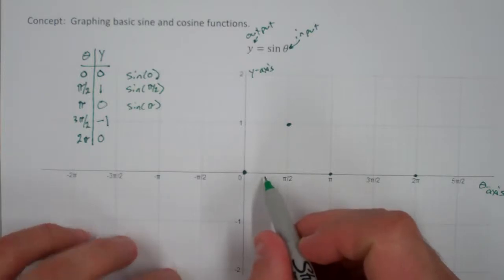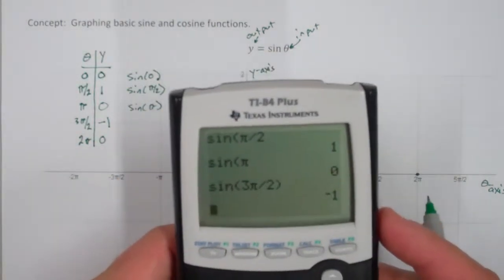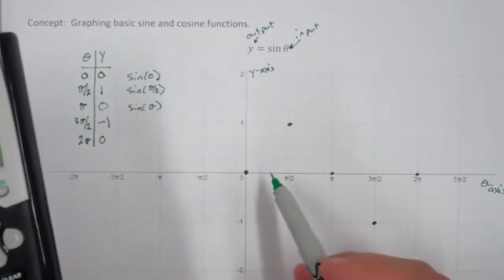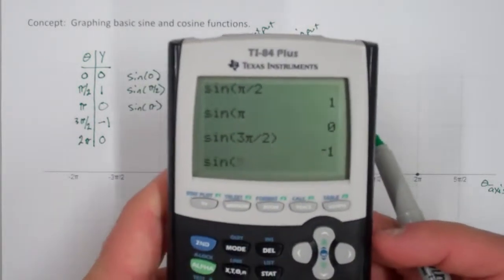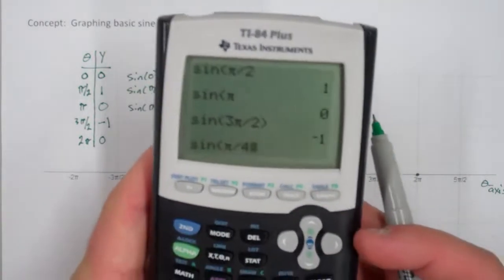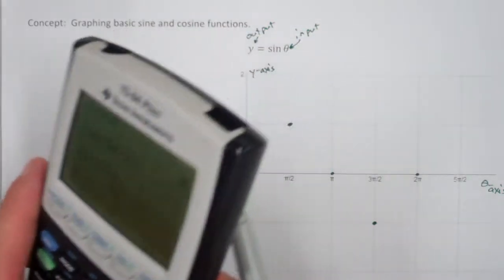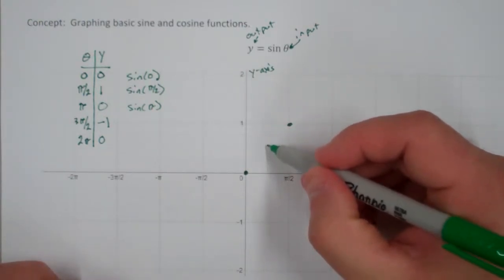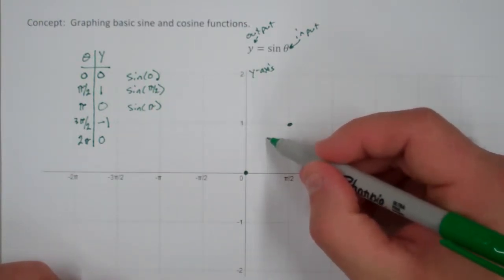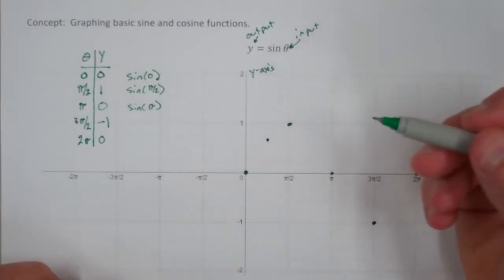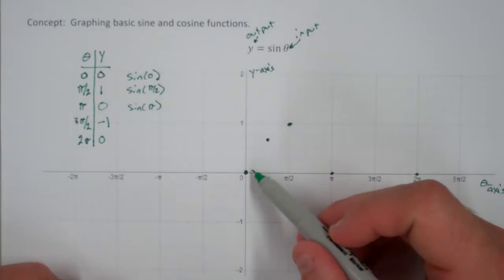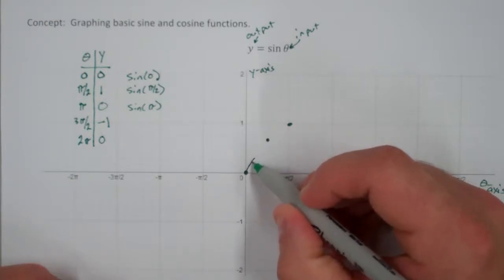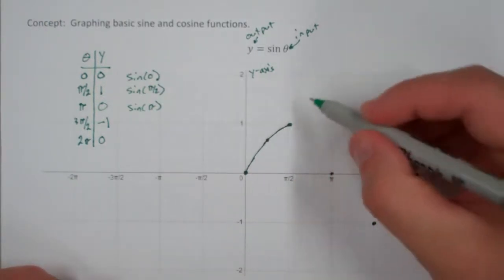Pi over 4 would be right here, and you can ask your calculator to evaluate the sine of pi over 4. It's root 2 over 2, an exact value, but I think here it's going to help us if we have some decimal approximation. So we could do the sine of pi over 4, and that's about 0.7, maybe 0.71, but I think 0.7 will do for us. So we'd go to pi over 4, and then up about 0.7. That's 0.75, so maybe that's right in here. You could plot a lot of the values all the way through. You're going to find, if you do though, that they form a curved shape.